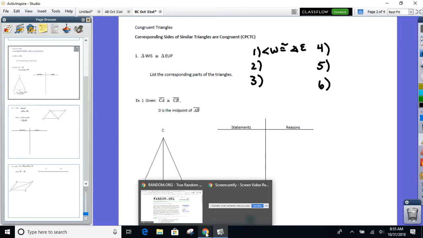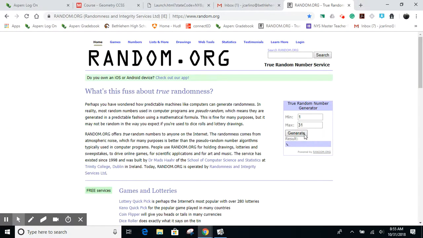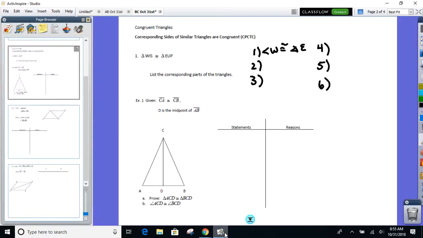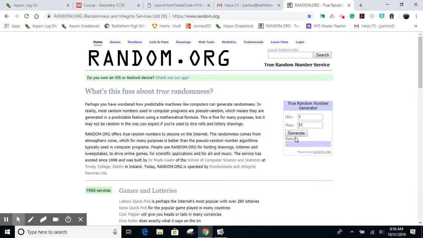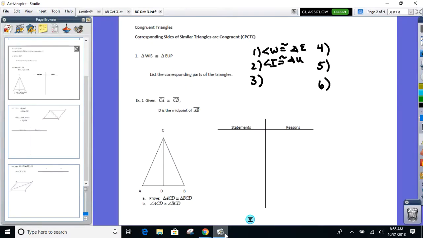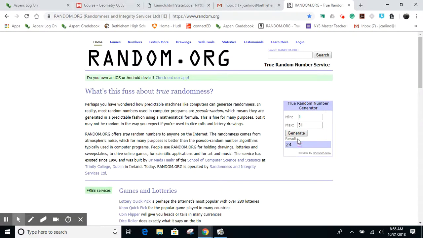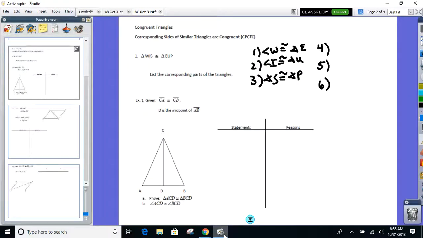Am I on the right one? Okay, just making sure I'm on the right one. All right, here you go, 11. What do you got for me next? Angle I congruent to angle U. Next up, let's fire away here. 24. All right, all the angles have been exhausted. Now go to sides for me. Go to the sides. Oh, number 20.